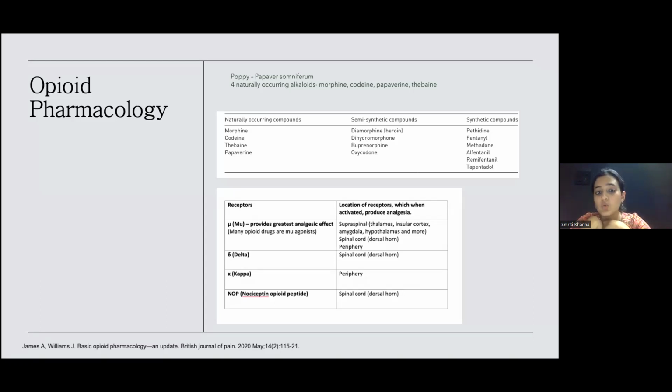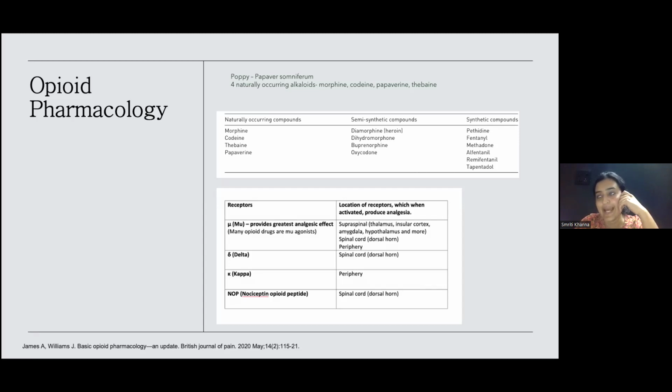And now we move on to what the opioid receptors present in the body are. There are 3 primary opioid receptors. These are delta, mu, and kappa. Later on, a non-opioid opioid receptor, so to speak, has been discovered, which is known as NOP, which is nociceptin opioid peptide. But most of our opioid pharmacology is focused on these 3 receptors, mu, delta, kappa. They are also known as MOP, DOP, and KOP.